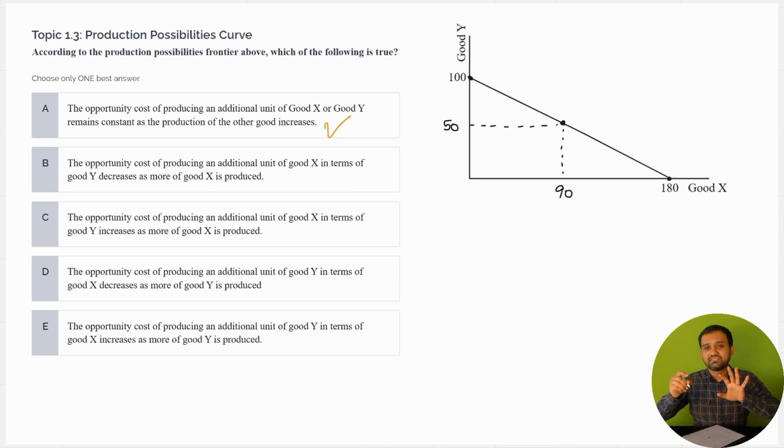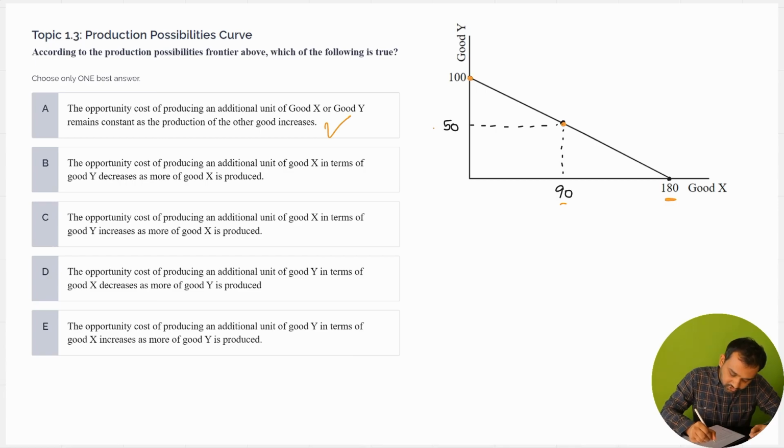So I have divided this graph into two parts. I've taken the middle point. If you can produce 180 units of good X at max, maybe the half point would be 90 here. And if you're producing 100 units of Y, then the half point would be about 50. So let's say this is a midpoint, right?